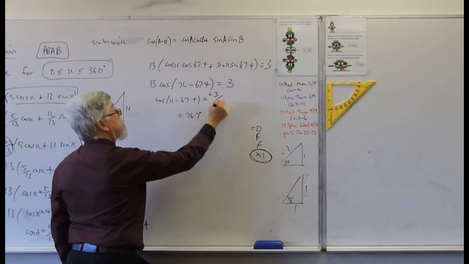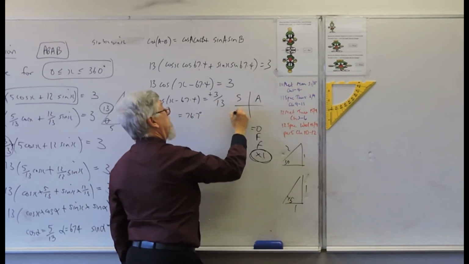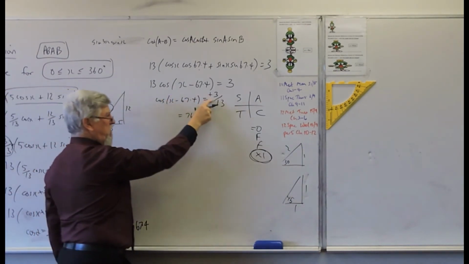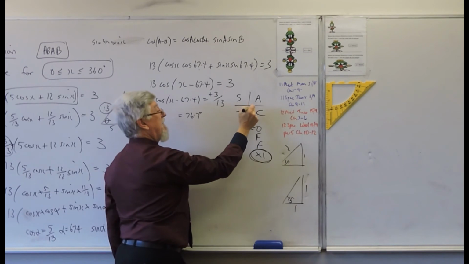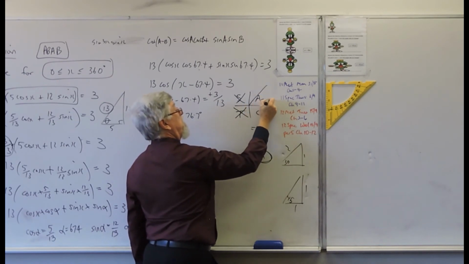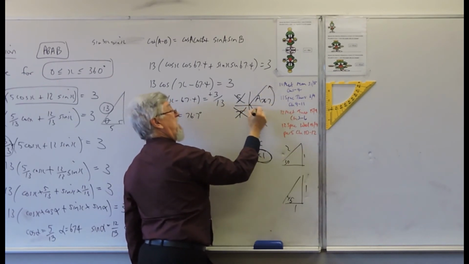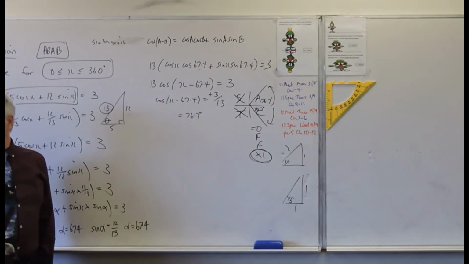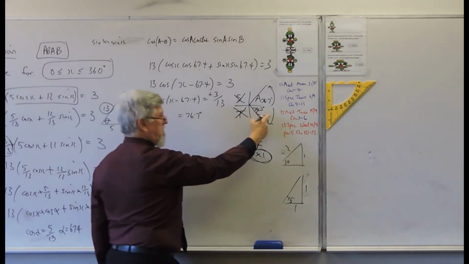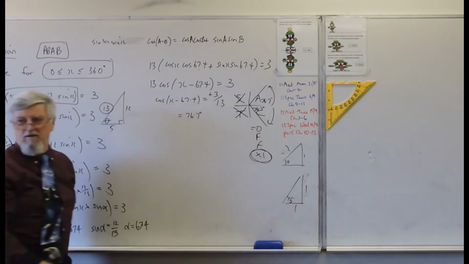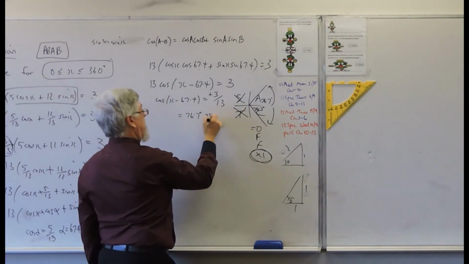76.7. It's positive. Then you've got to check. All stations, I call all stations central. You go, where is cos positive? There it is, it's positive there. It's negative there, it's negative there. And we're going to use an angle of 76.7 up there, and an angle of 76.7 down there. So what's the next angle? 360 subtract 76.7. 283.3.